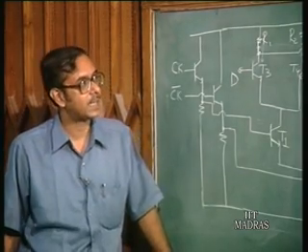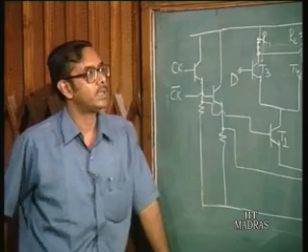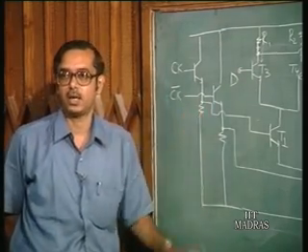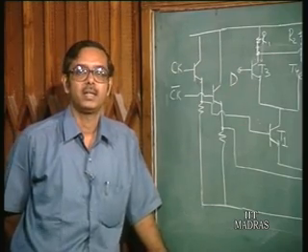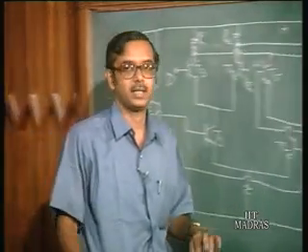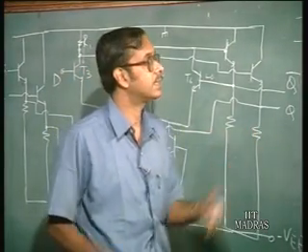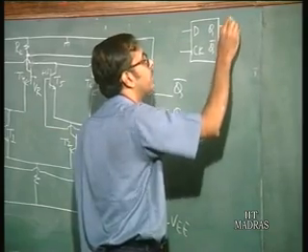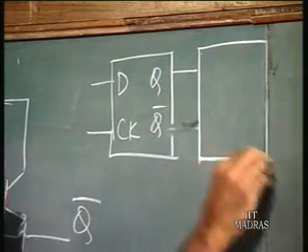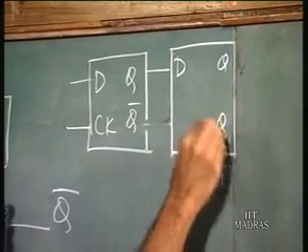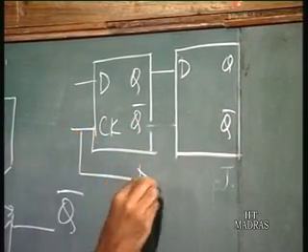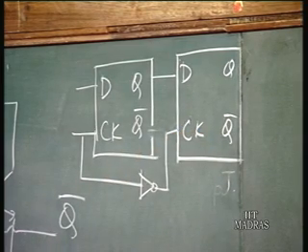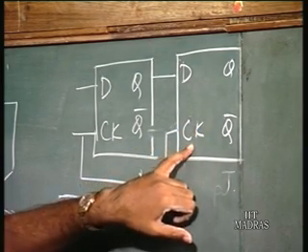Now, in most practical applications, you would want the output to change at one instant of time rather than for the entire period when the clock is high. So, you have an edge triggered or master slave type of D flip flop. In this case, it is more practical to have a master slave type of flip flop. In the master slave flip flop, you have another D flip flop, and the clock is inverted and fed as the clock of the second flip flop.